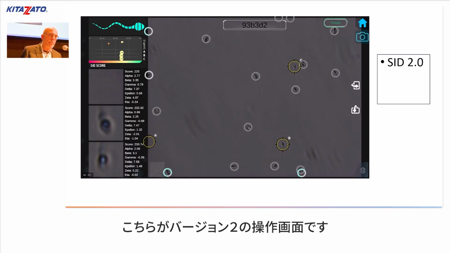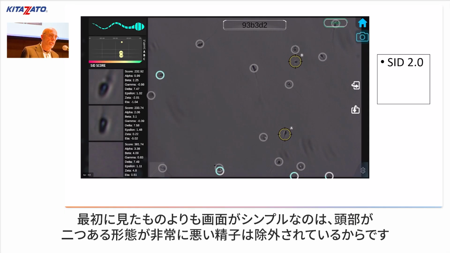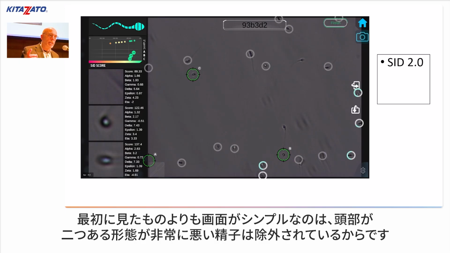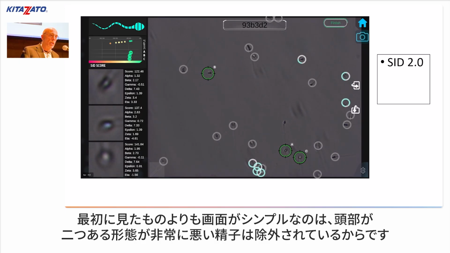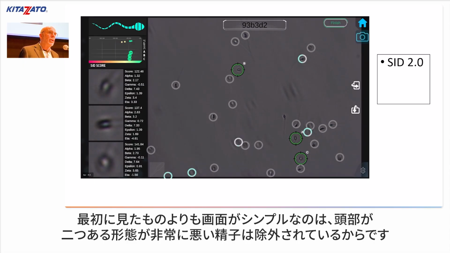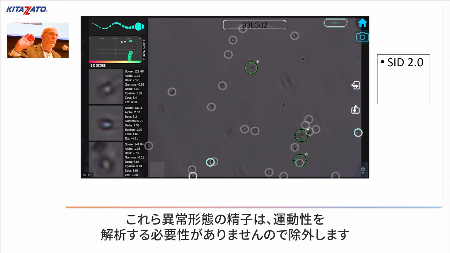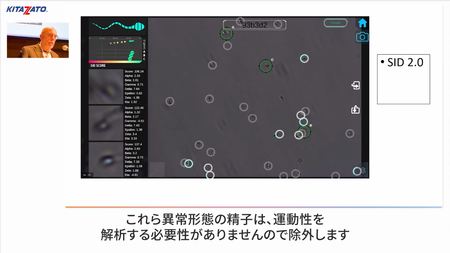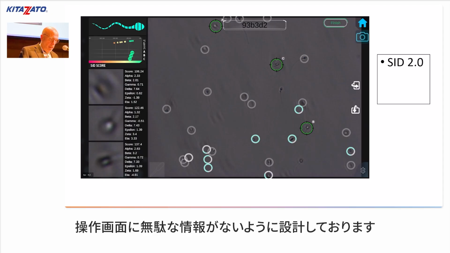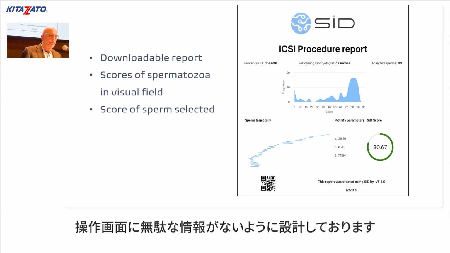So this is the second interface. It's more quiet than the first one that you saw, because the ones that are excluded, for instance, bad morphology, are the ones that you see on the top. There are two that have very bad morphology. Those are excluded. They are basically not targeted at all for further analysis. So it's a bit more quiet way of showing the interface.